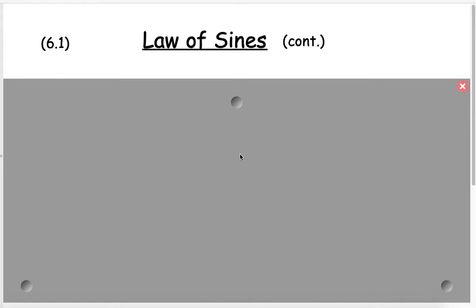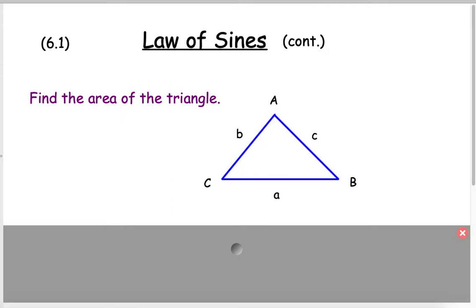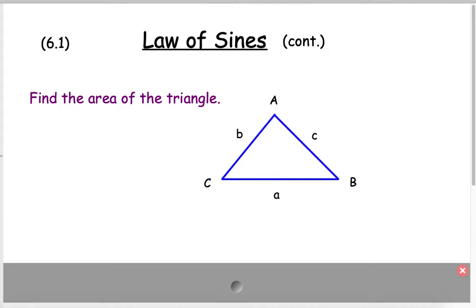As we wrap up this section on law of sines, there's one more idea that I want to cover with you, and that would be finding the area of a triangle, not a right triangle. So what if I asked you to find the area of this triangle? How do we do that? Well, you learned from geometry that the area of the triangle is 1/2 times the base times the height.